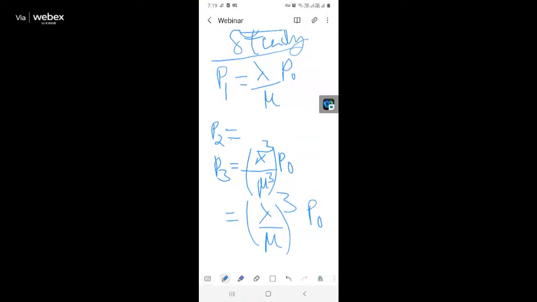Please tell anyone for P2 now because it is very easy. You are seeing the pattern of P1 and P3. So it will be a very interactive session if I do in this manner. That's why I asked you to do. So please guess for P2. Good evening, ma'am. Good evening. For P2, it's lambda square by mu square into P naught.